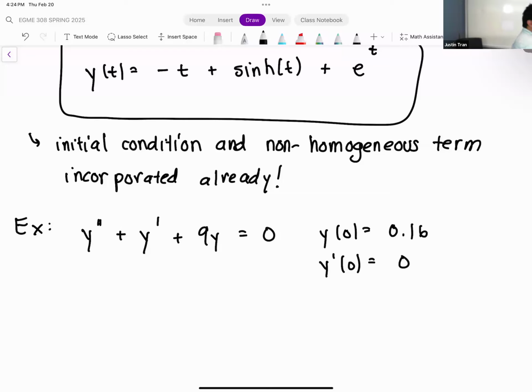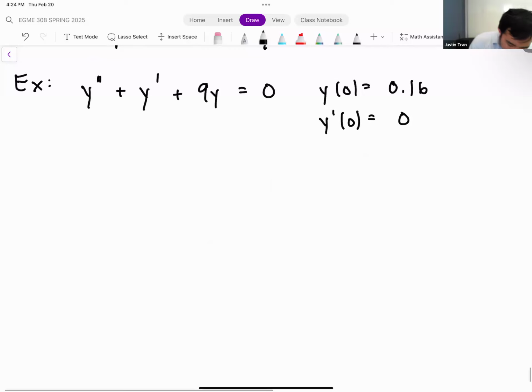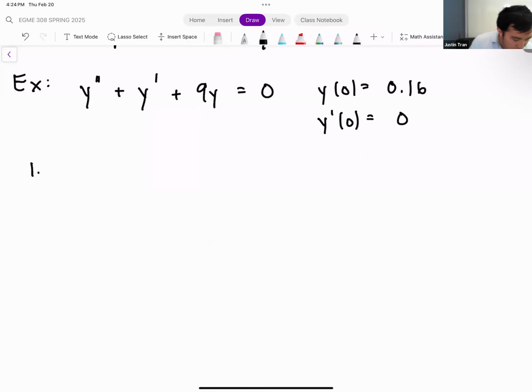All right, so just like we did with the last example, let's go ahead and solve this equation using Laplace transforms. Okay. All right, so first step, let's go ahead and take the Laplace transform of this entire equation.